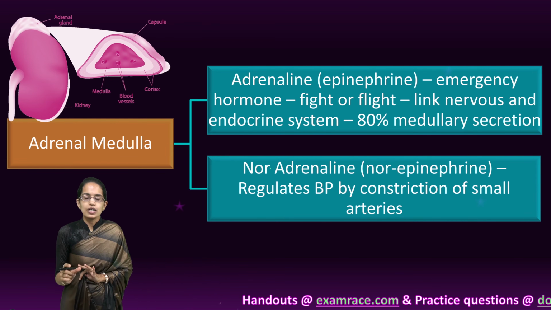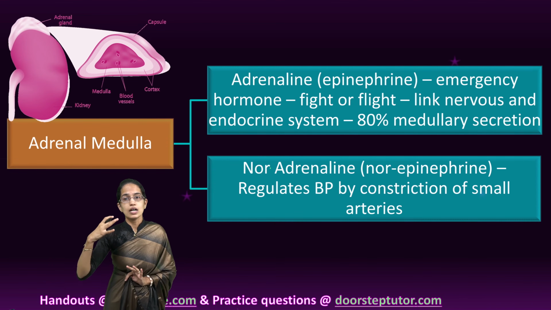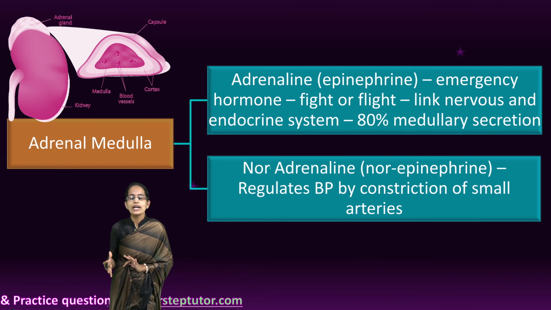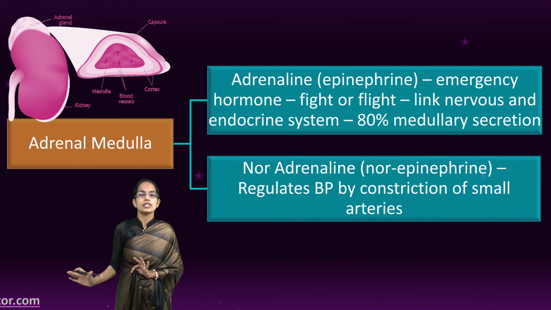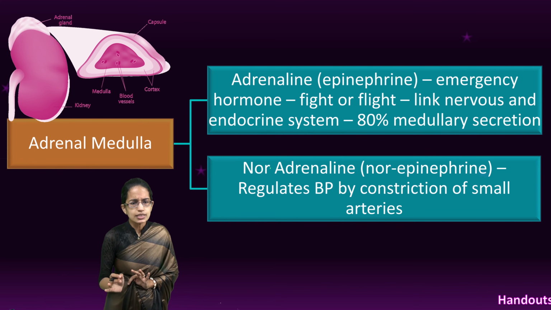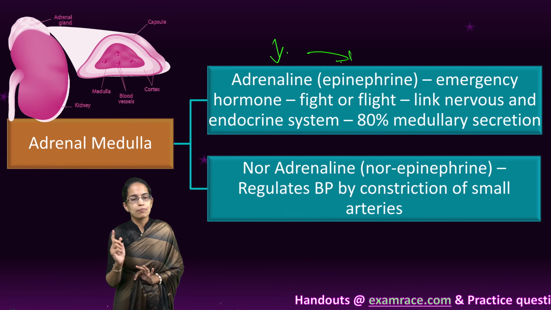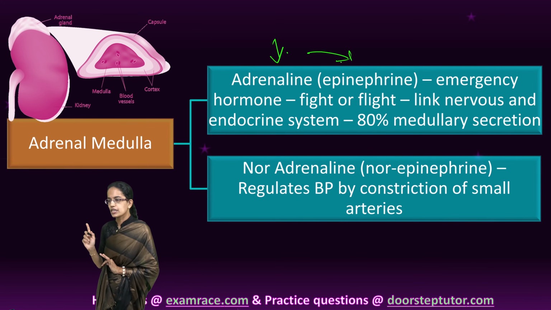Now, whenever our body is faced with a crisis situation, there can be two responses. One is a fight response. Either we would fight with that or we would run away from that. This occurs through adrenaline. Adrenaline or epinephrine is therefore known as an emergency hormone.